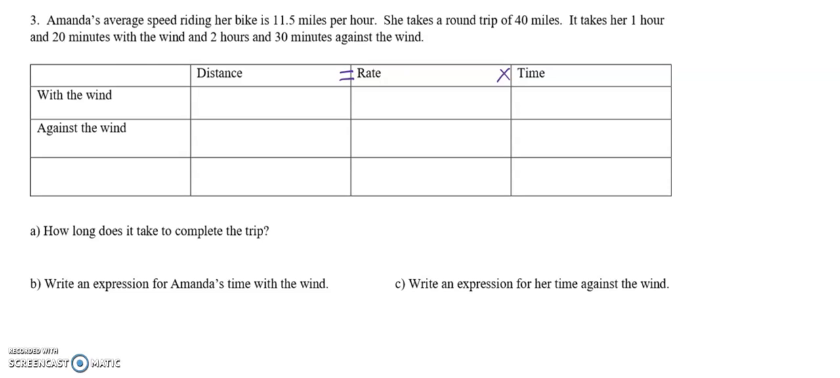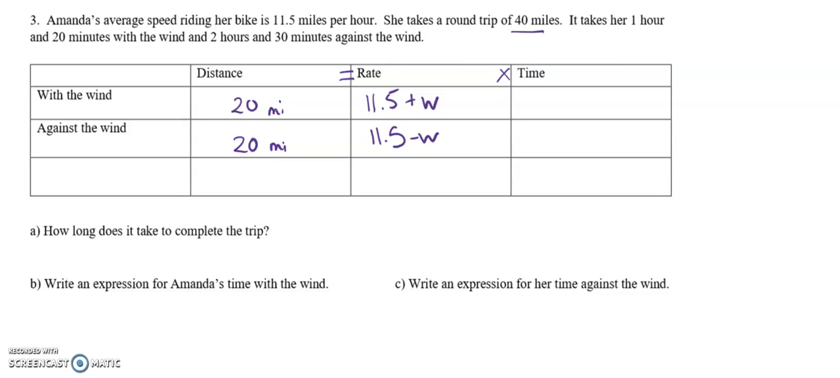The first thing we want to do is fill in the table. Tables are helpful to keep you organized. So her average riding speed is 11.5 miles per hour. So her rate with the wind will be 11.5 plus W, which is the rate of the wind. So the wind's going to be pushing her a little bit. Against the wind, what's going to happen? She's going to have to subtract off that wind because she's going to be going against it. It's a round trip of 40 miles. So how far does she go with? 20. She turns around and goes 20 miles against the wind.